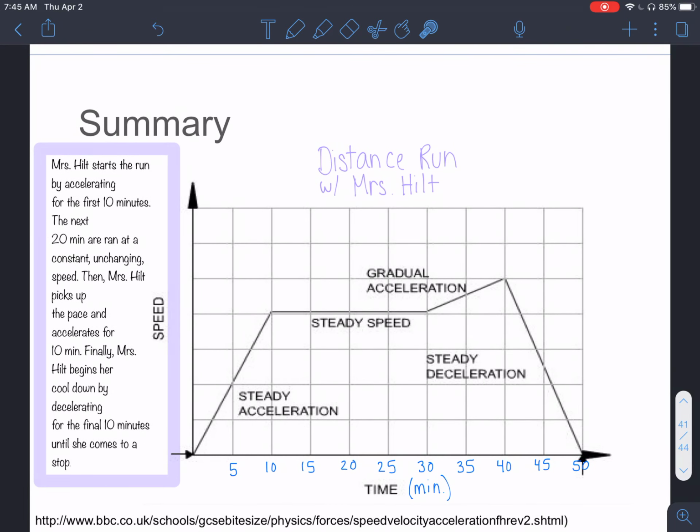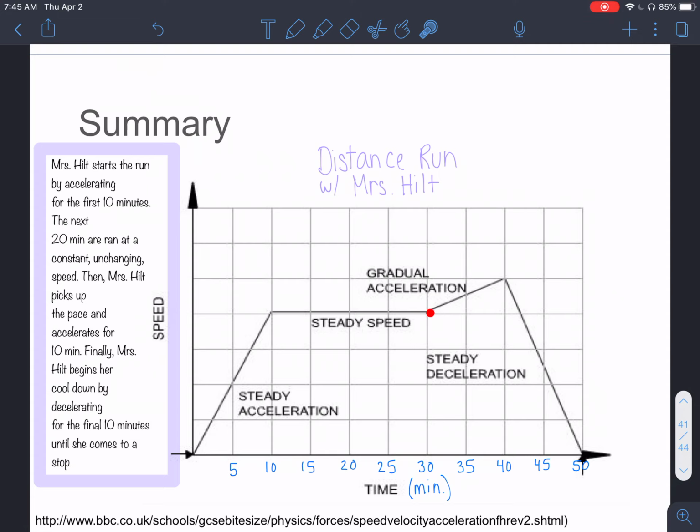All right, so here's the story I came up with, and I added a title so that the graph made a little bit more sense. It is a distance run with Mrs. Hilt, and I decided to make the time in minutes, going up to 50. So Mrs. Hilt starts the run by accelerating for the first 10 minutes. The next 20 minutes are run at a constant, unchanging speed.